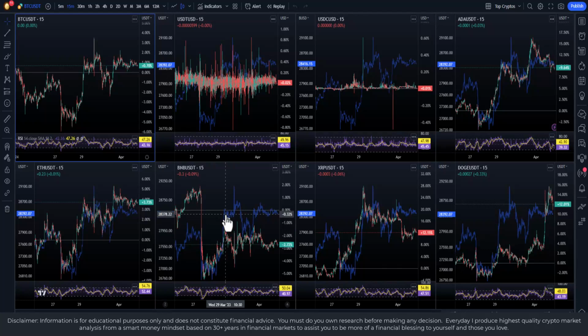What about here with BNB? Yes, it came up. You can see XRP led the recovery. This is pretty interesting. Kind of like ETH. This is what you want to do with your pattern recognition. Pattern recognition is a critical skill. What about here with ADA? We saw ADA come up before Bitcoin. Pretty cool. What about here with DOGE?